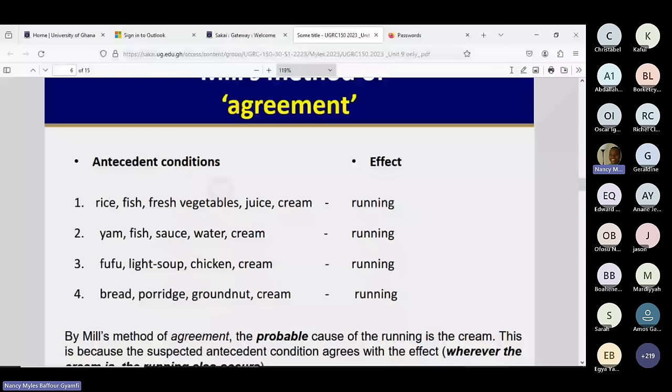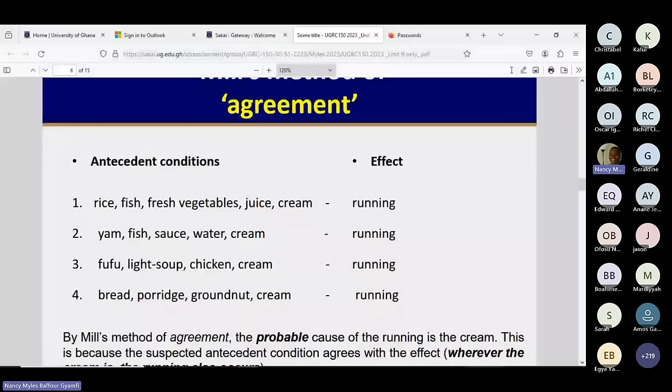But we can't give attention to the fish because three and four didn't take fish. Yet the effect, which we are investigating, happened there also. It happened with three and four. So you cannot say that it is the fish necessarily. You don't have grounds to say that is causing the running. Because where there wasn't fish in three and four, the running still occurred.